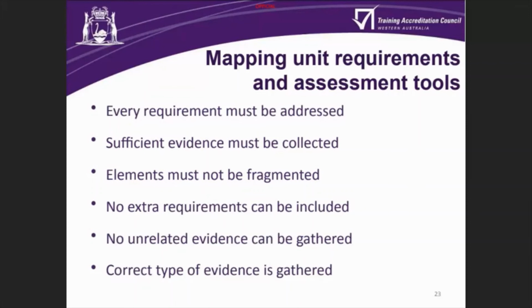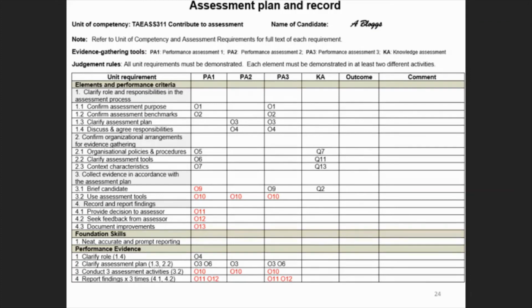How can you be sure that you've not fragmented elements? How can you make sure that you are focused on what is required and don't bring any extra requirements in? How can you be sure that you're gathering the correct form of evidence? And the strategy that we are suggesting you consider is a mapping.